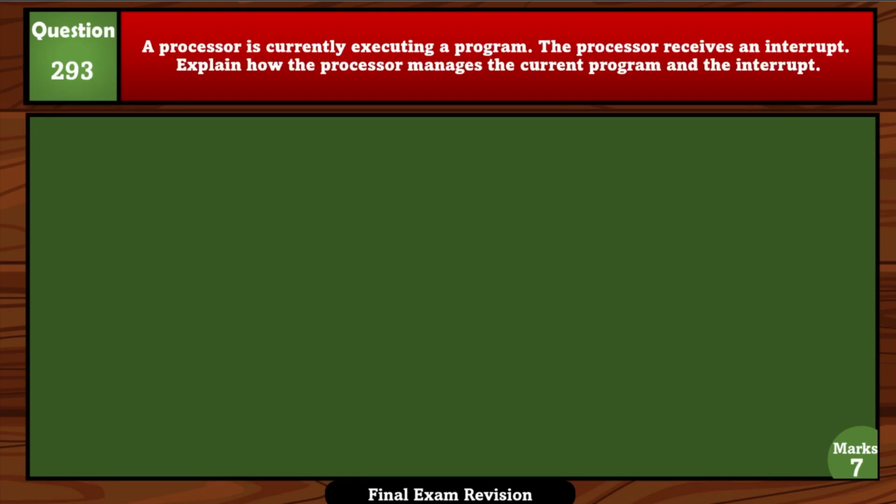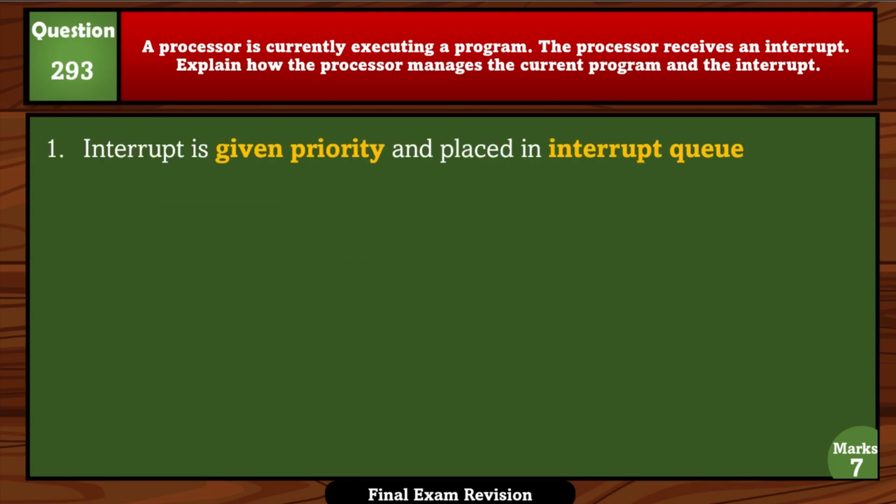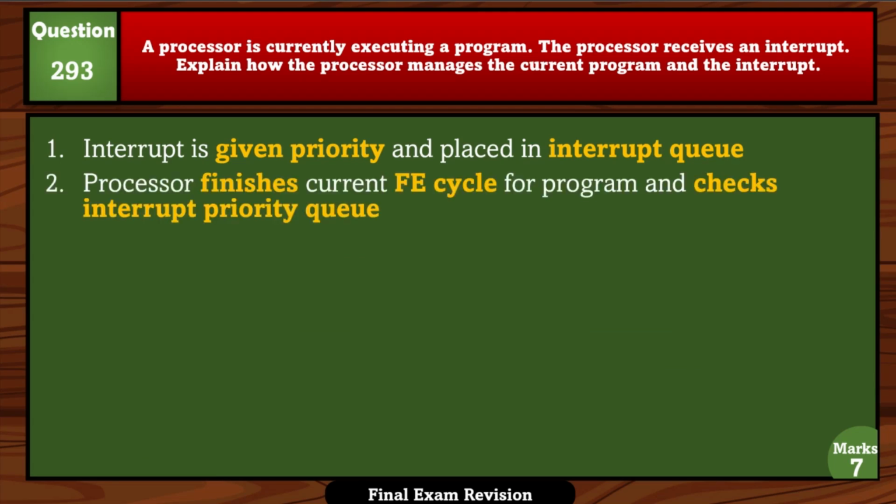Question 293, a processor is currently executing a program. The processor receives an interrupt. Explain how the processor manages the current program and the interrupt. So interrupt is given priority and placed in interrupt queue. Processor finishes the current fetch decode execute cycle for the program and checks the interrupt priority queue.